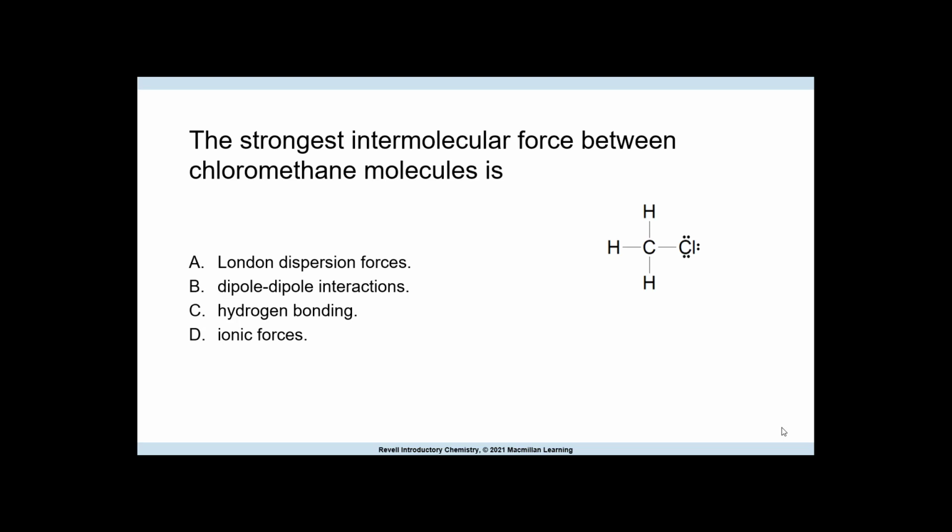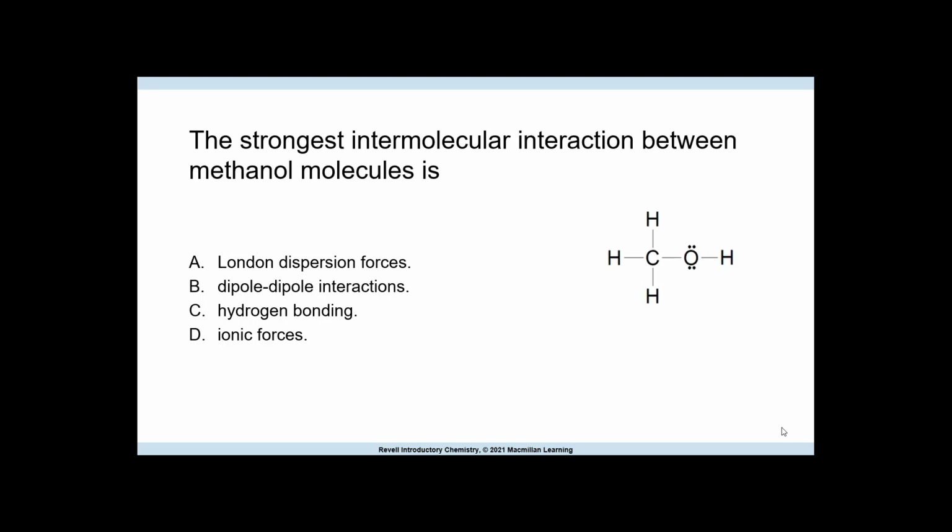The strongest intermolecular force between chloromethane molecules: this one is not balanced. This is going to leave an uneven balance because the bond with C and Cl is stronger than the CH bonds, so this is going to leave a dipole-dipole interaction. You have a polar bond, something that's more electronegative, and it's pulling or taking up all the electronegative attraction it can from the electrons.